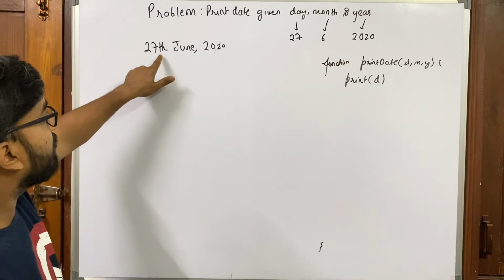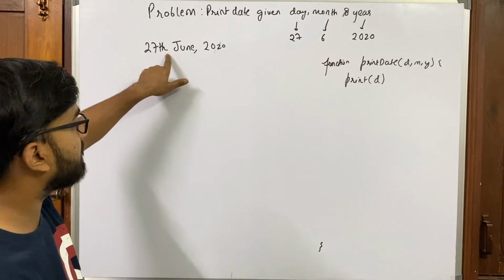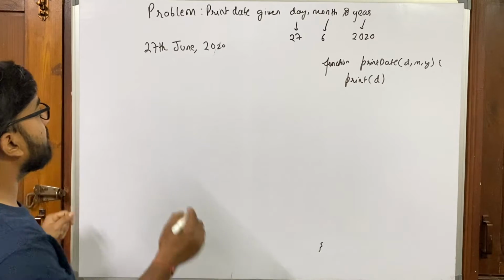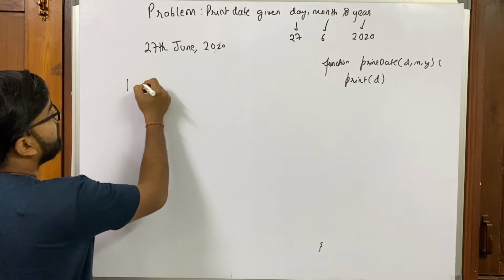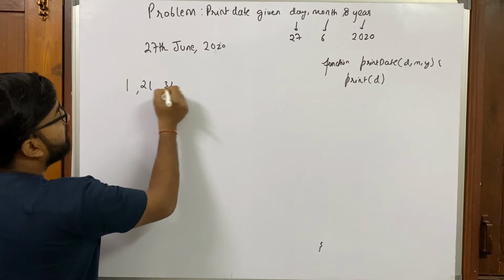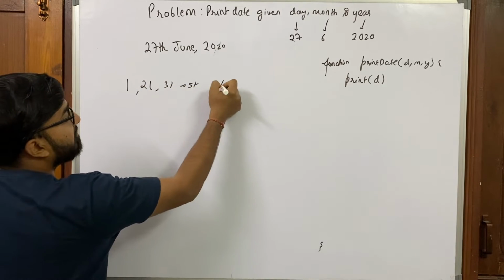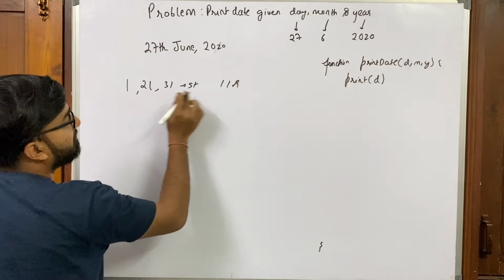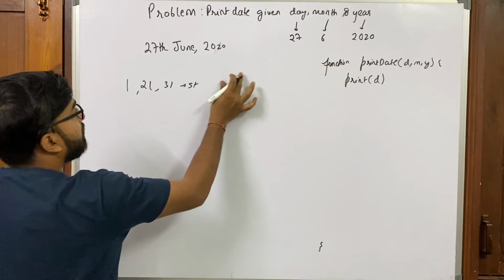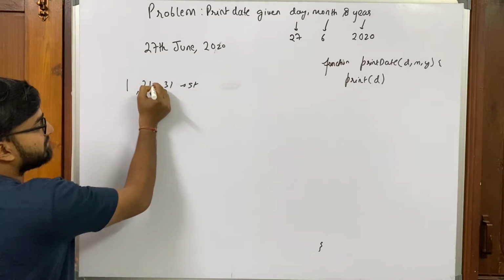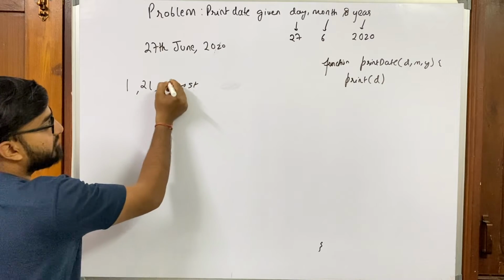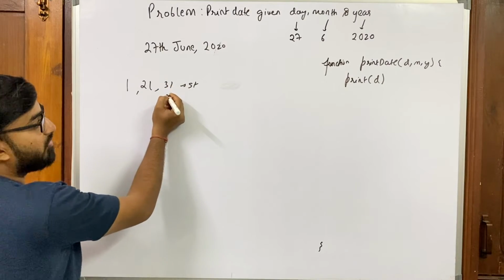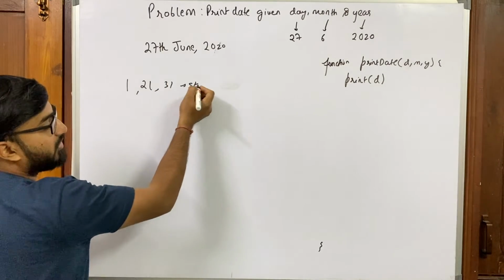The next part is you need to print this ordinal, which is TH in this case. Our possible cases: for 1, 21 and 31, we have ST. For 11, we have TH. Remember, for 11 we don't have ST, because a lot of times people make the mistake of finding the last digit and then adding ST if the last unit digit is 1. In that case, you will get ST for 11, which is wrong.